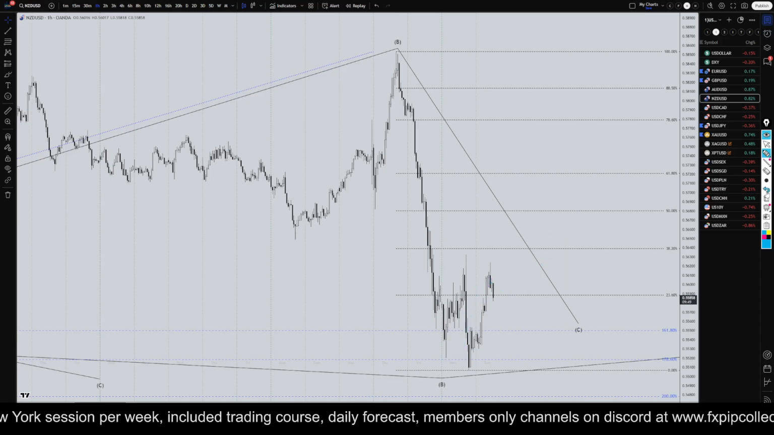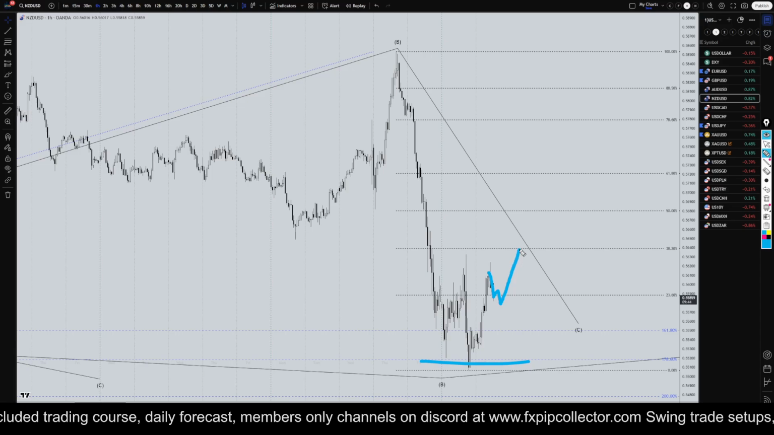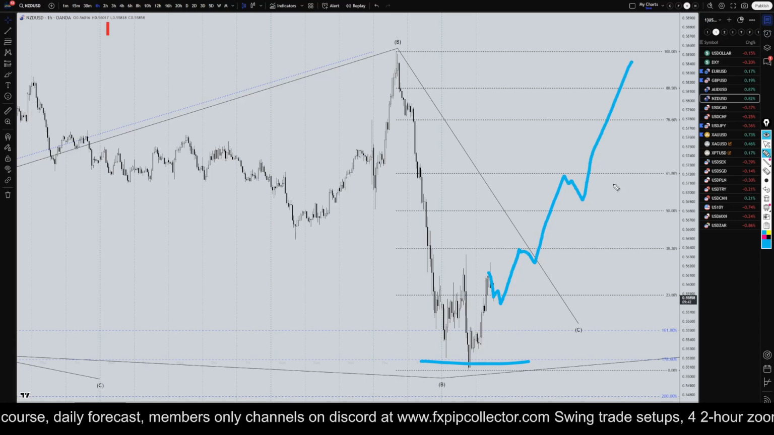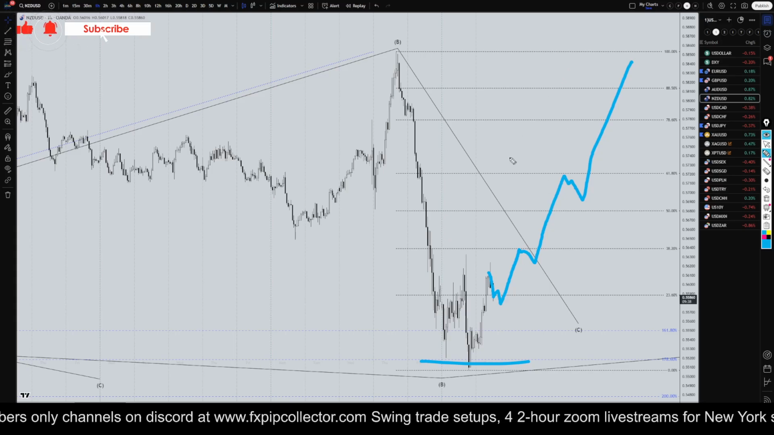If for whatever reason this right here really is a bottom on the higher time frames, which it definitely could be, then it would not make an overlapping corrective pattern, but it would maintain a very impulsive move to the upside, making higher highs, higher lows.